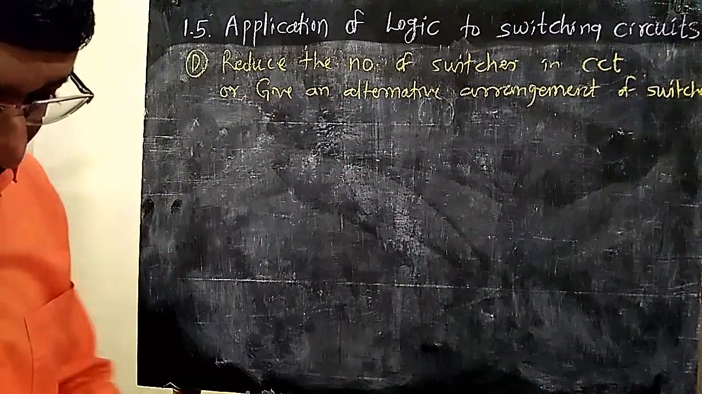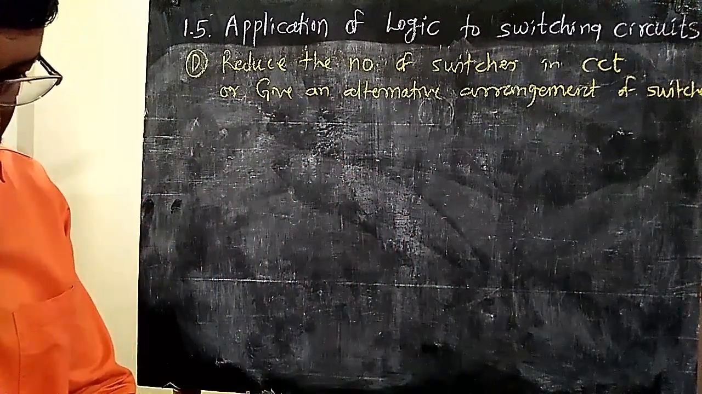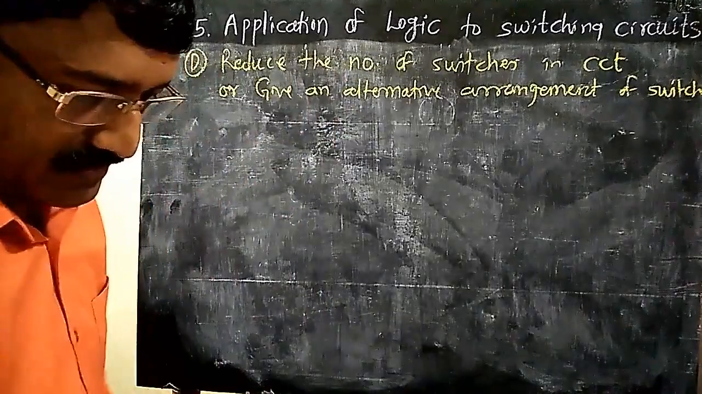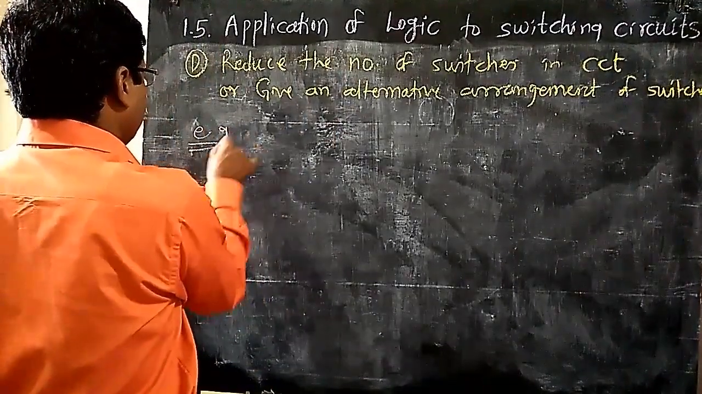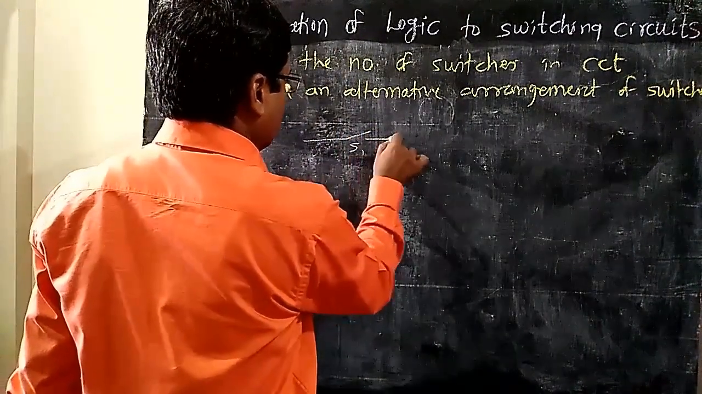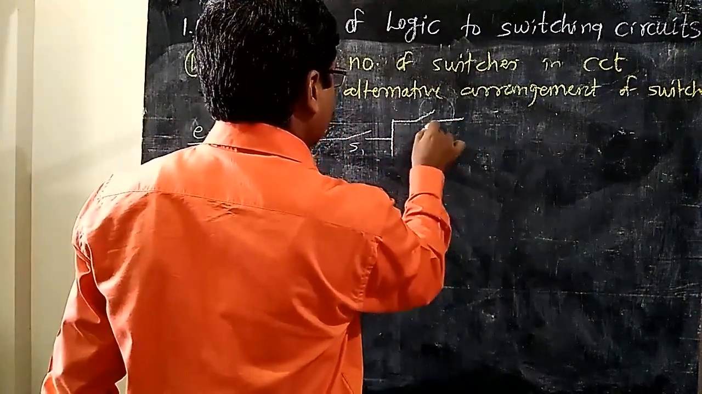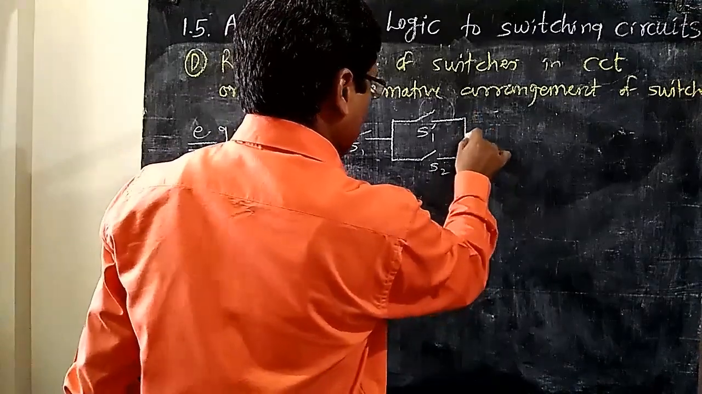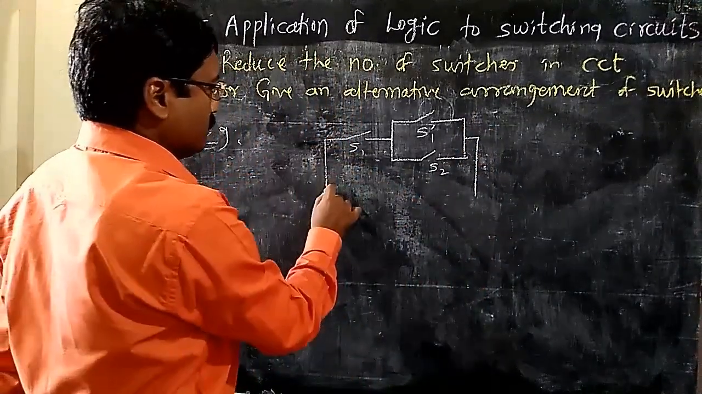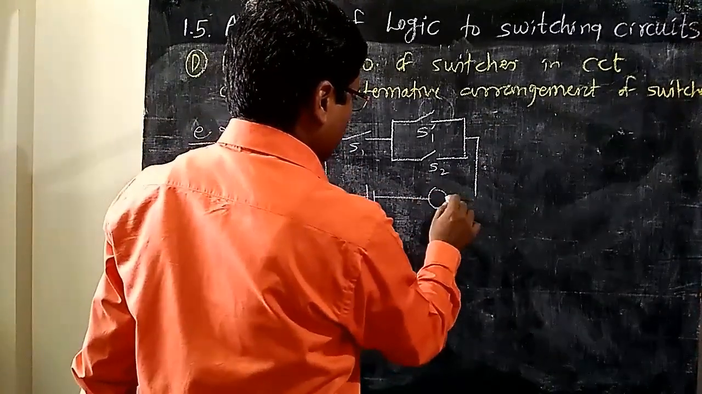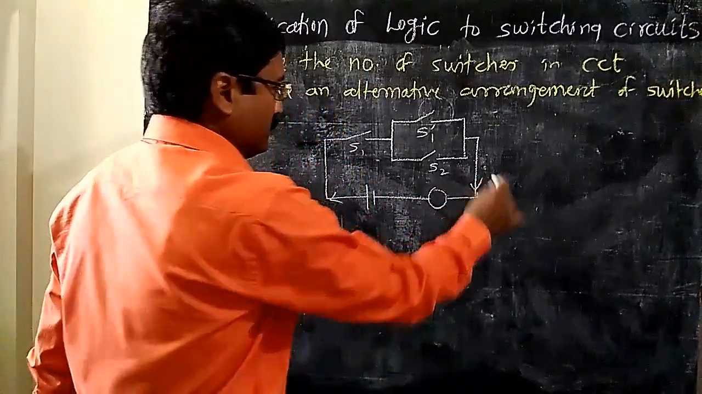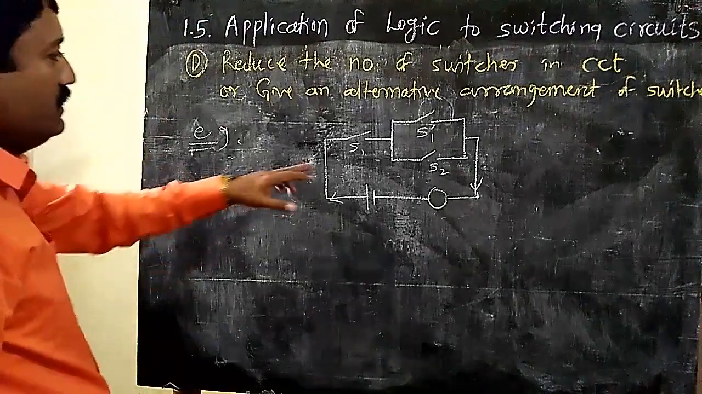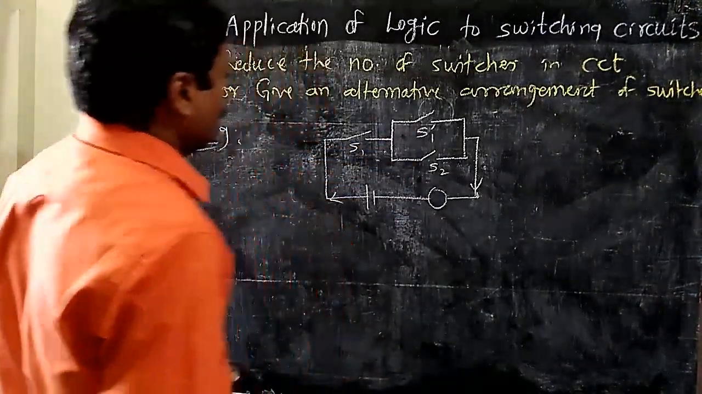Let us see one example. The first switch is given as S1. Again here S1 dash and here S2. Only this small circuit is given. Can we simplify this circuit? Means, can we reduce the switches given in this circuit? Here we have only three switches. Can we reduce these switches or not?